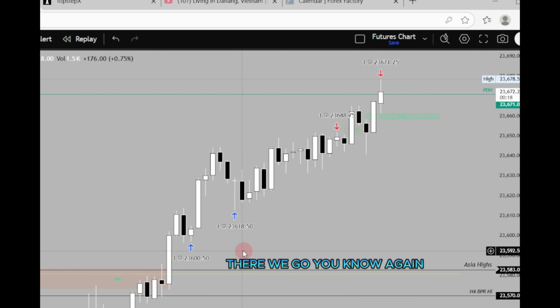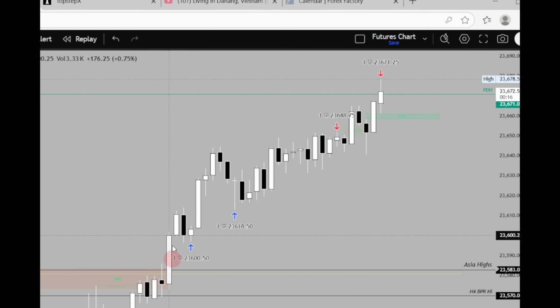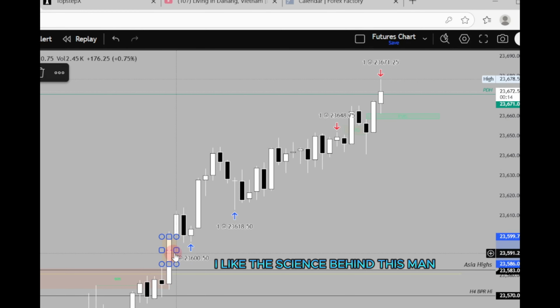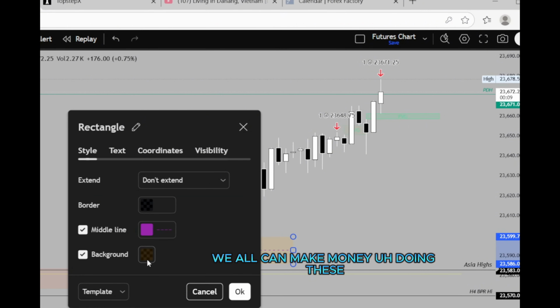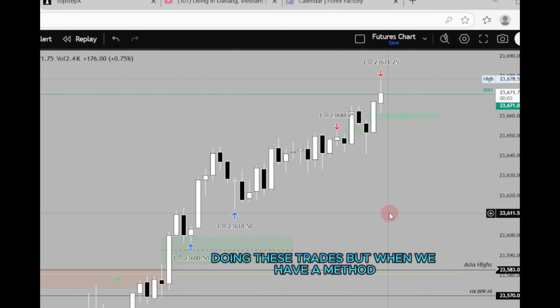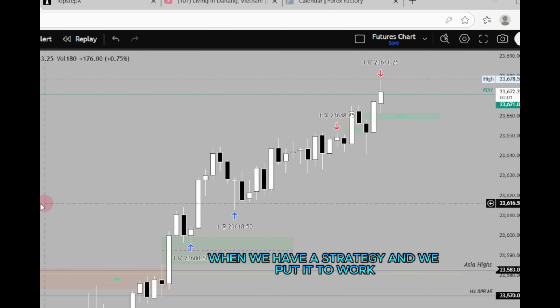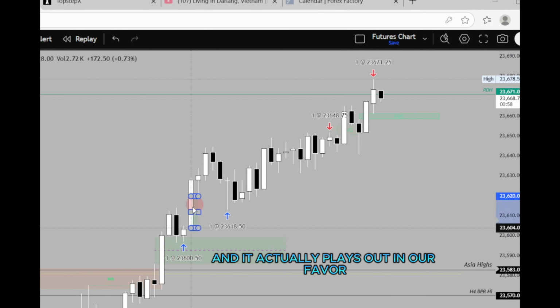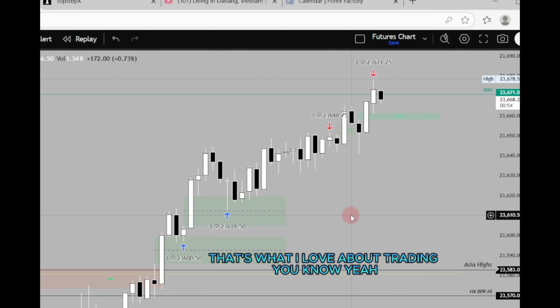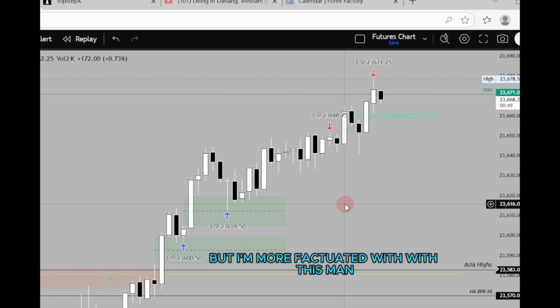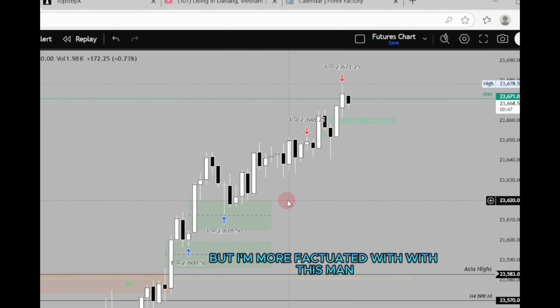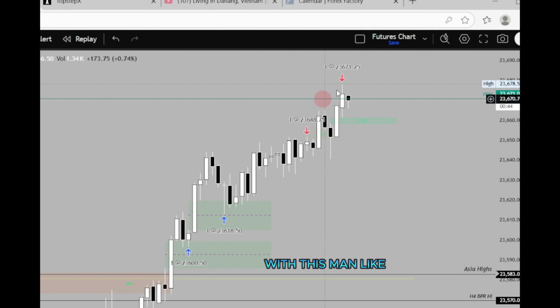Again, I don't really care about the money. I like the science behind this, man. I really like the science behind this. We all can make money doing these trades, but when we have a method, we have a strategy, and we put it to work and it actually plays out in our favor, that's what I love about trading. Yeah, the money, I definitely love that too, but I'm more infatuated with this.